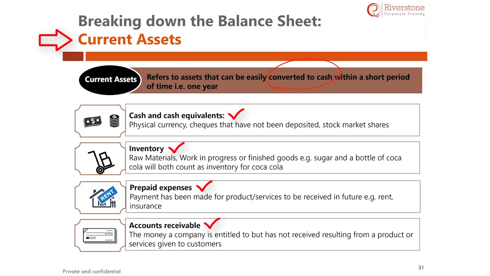Next are the account receivables. As per the example given earlier, we are selling Coca-Cola products on credit to the distributor, and the distributor makes payment after 7 days.